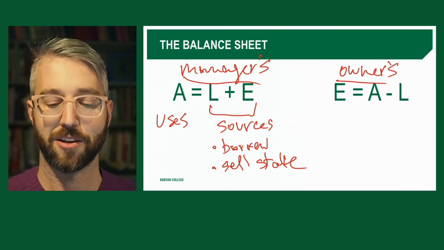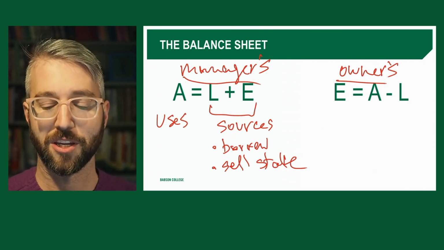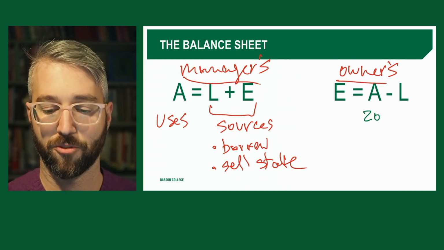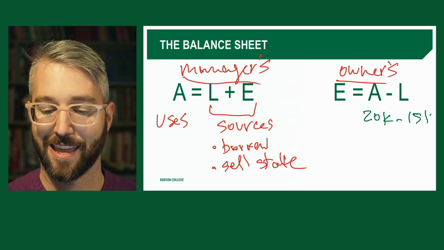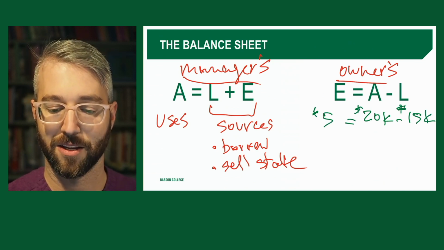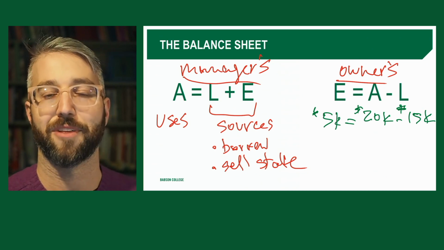You took out a $15,000 car loan. So what's your equity in the car? Well, it's the $20K of car minus the $15K that you owe the bank, and that means that your equity in the car is the $5,000 in between.